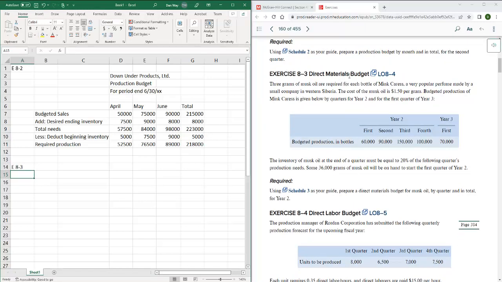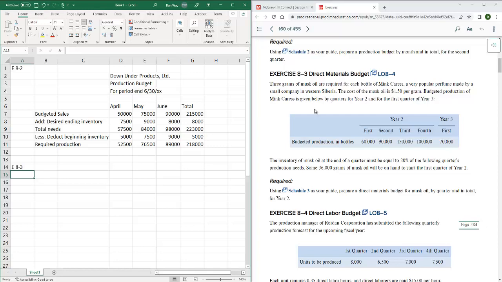Next up, we are going to look at exercise 8-3, right below 2 there, and that's the direct materials budget. So we know in this setup that 3 grams of musk oil are required for each bottle of this Mink Caress, a popular perfume made by some company out there in Siberia. The cost of this oil is $1.50 per gram.